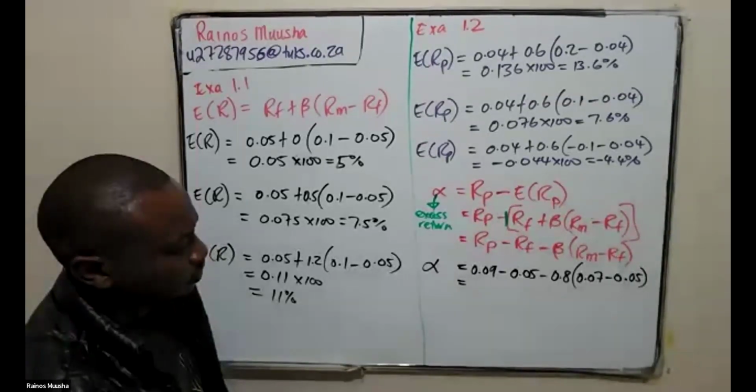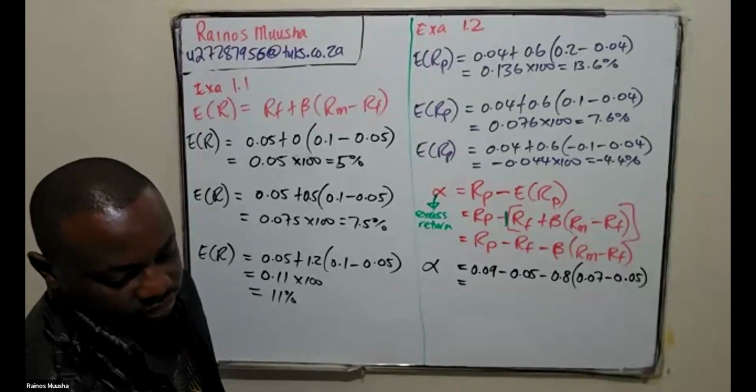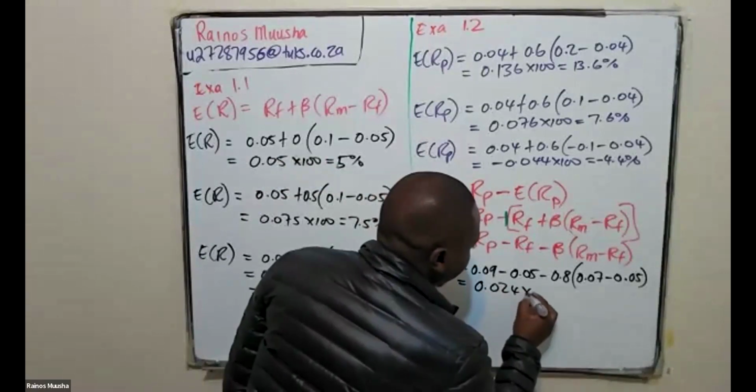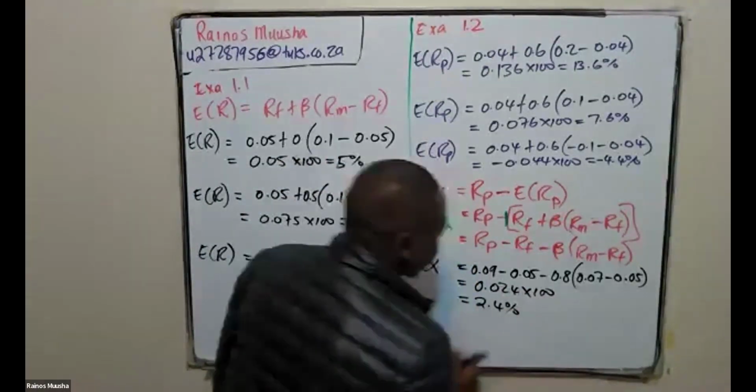0.38. 0 point? You get a figure of how much? 2.4%. So yeah, you get 0.024, and when you multiply that by 100, you get 2.4%.